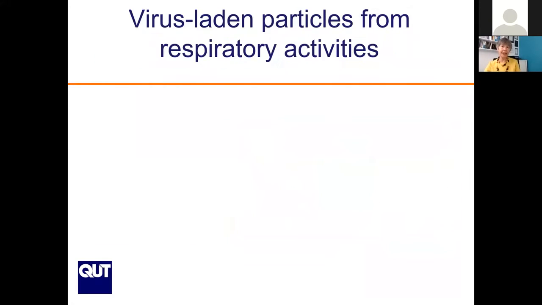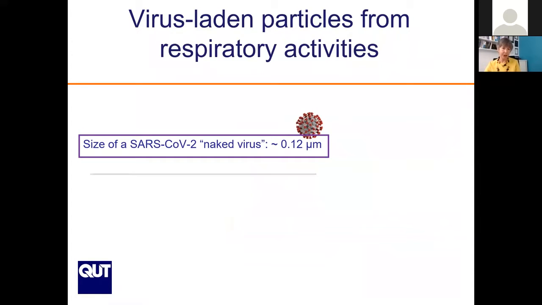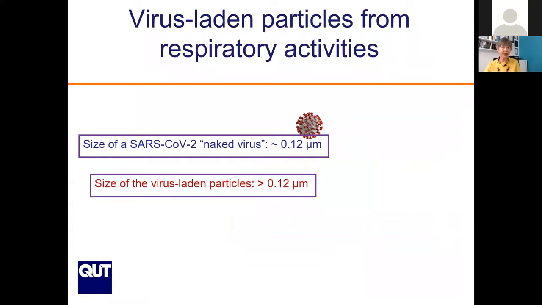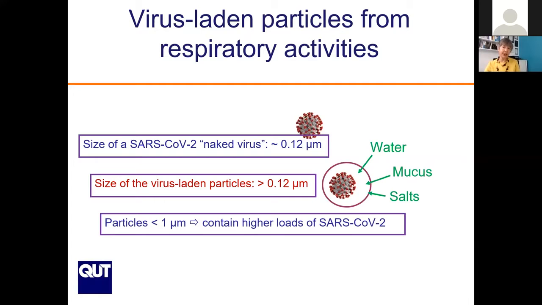So these are all particles. Now the question: where is the virus in this particle? The first point is that in relation to this virus, SARS-CoV-2, a naked virus is of the order of 0.12 micrometer, but the size of the virus-laden particles is bigger than this. This is because particles are aerosolized with other constituents, water, mucus, salts, and so on, which means these particles are always bigger. How much bigger are the particles containing the virus?